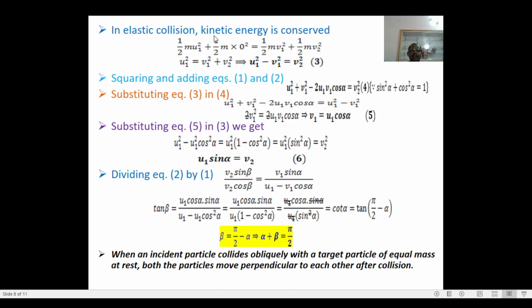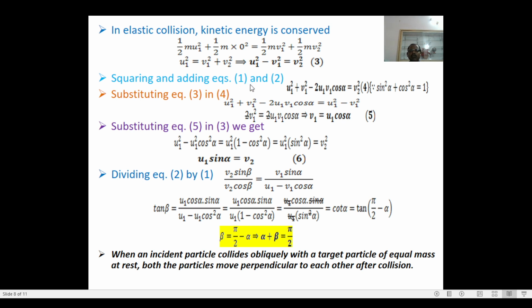In elastic collision, kinetic energy is conserved. Total initial kinetic energy is half m u1 square for particle 1, plus half m 0 square for particle 2 which is at rest. This is equal to the kinetic energy after collision, half m v1 square plus half m v2 square. Multiplying throughout by 2 and dividing by m, I get u1 square is equal to v1 square plus v2 square. This implies that u1 square minus v1 square is equal to v2 square. Call it equation number 3.